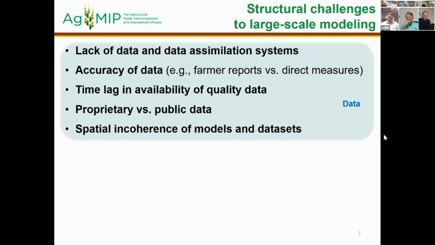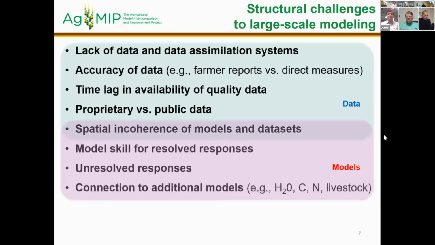Then, of course, there's also a big challenge of proprietary versus public data, as we saw in those SEEP surveys or in the field combine measurements. People don't always want to share that. And then there's also a general spatial incoherence of the scale in which models and data sets might exist. And we need to figure out scaling, as Jonas was showing as well.